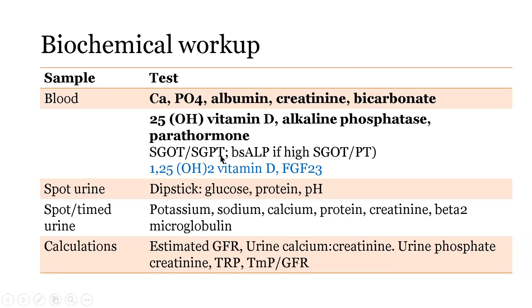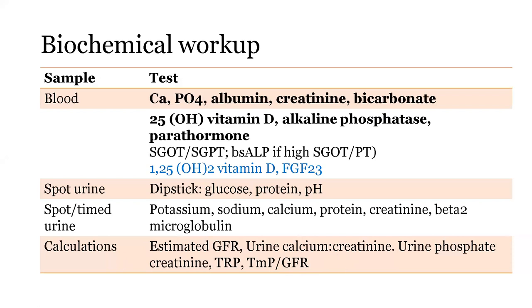Now, based on these, we can do SGOT and SGPT if ALP is high. Two further levels are needed for characterization, but they are mostly not available, so they have been written in a different color. For RTAs, we can do a urine dipstick for protein, urine pH, and glucose. To ascertain, we need timed urine chemistries: potassium, sodium, calcium, proteins, creatinine, and beta-2 microglobulin to rule out any RTA. Then the calculation required is estimated GFR to rule out CKD, then to determine calciuria, urine calcium and creatinine levels, and TmP/GFR for phosphaturia.